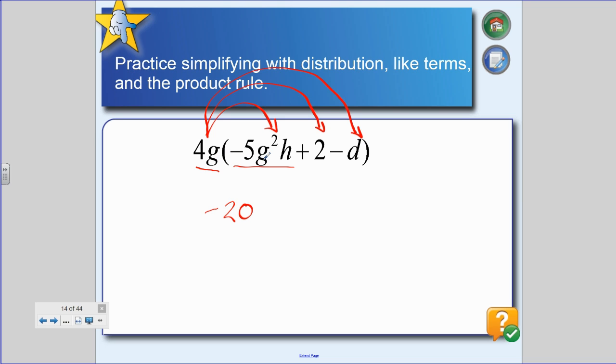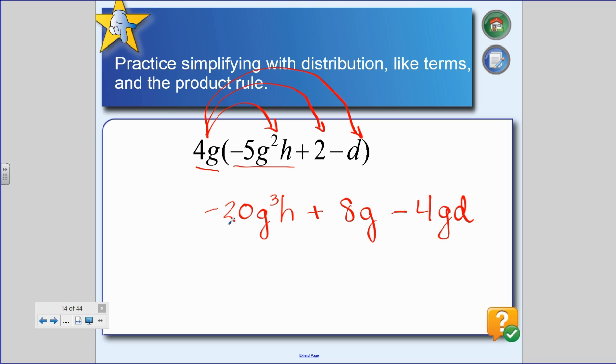If I've got a g times a g squared, that's going to be a g to the first times g to the second. The product rule says that that will be g to the third. I have 3 factors of g multiplying, and I also have an h in that term too. 4g times 2, very simply, 8g. And then 4g times d, keep track of the minus sign that's in front of it. 4g times d will simply be 4gd.